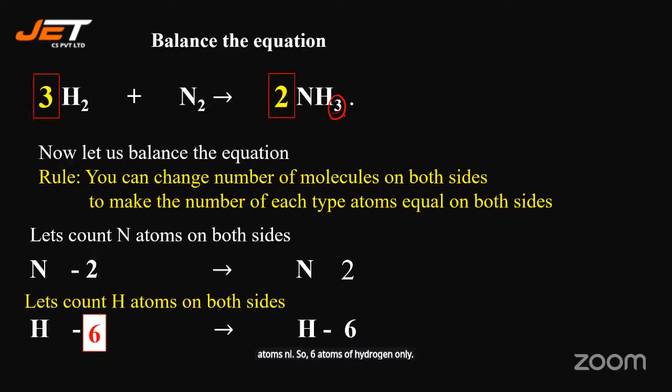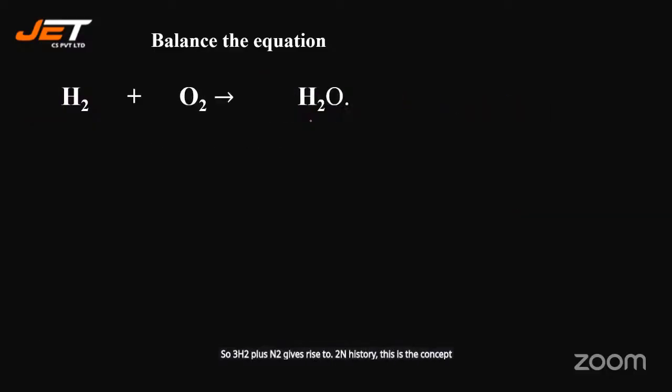So we have to make reactants also 6. Reactant 6 ఎలా చేస్తాం? If we are multiplying 3 with 2, then 3 2s are 6. So 6 hydrogens will be on the reactant side and 6 hydrogens will be on the product side. ఇదే కదా మనం ఫస్ట్ రాసిన ఈక్వేషన్. So 3H2 plus N2 gives rise to 2NH3. This is the concept, how to balance an equation.